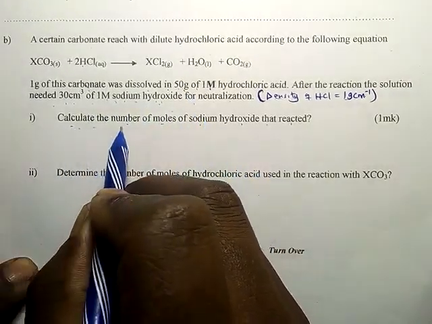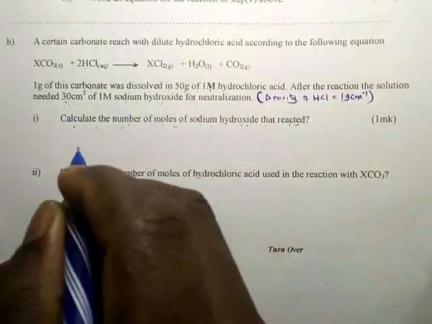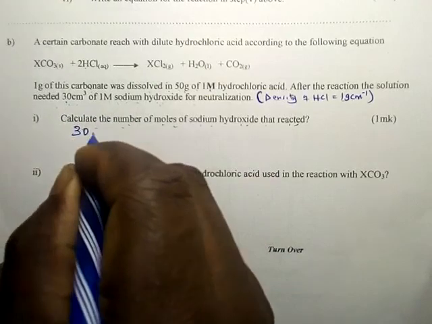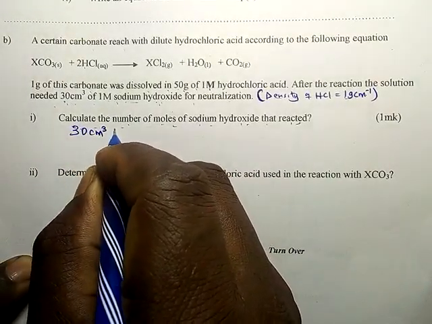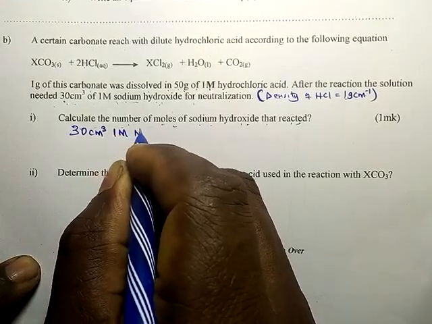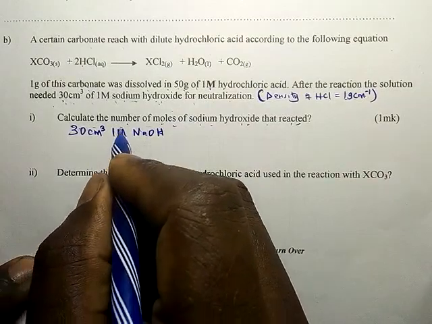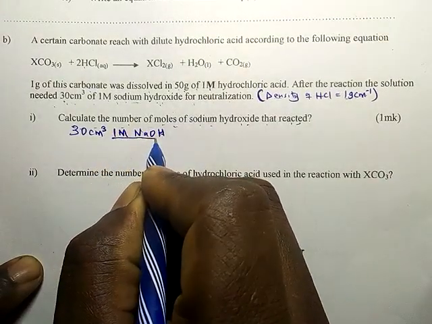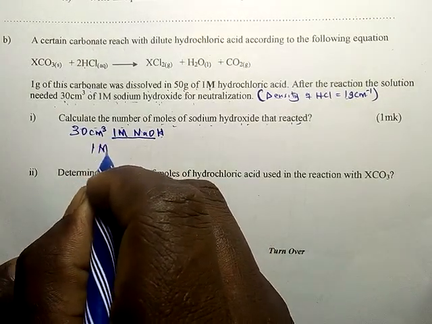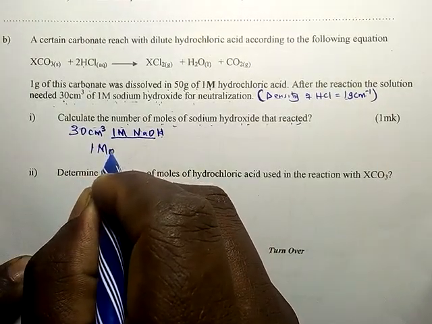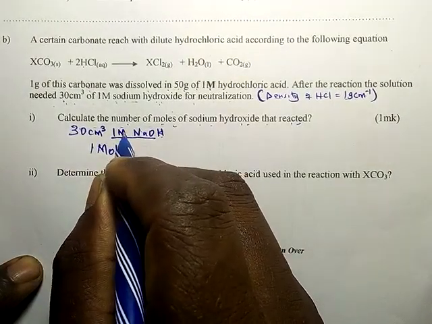Therefore, calculate the number of moles of sodium hydroxide that reacted. That one is directly from here. We have been given that 30 centimeters cube of 1 molar sodium hydroxide reacted with the excess acid. Therefore, how do we get it? We have been given the molarity of sodium hydroxide. It means that this is 1 molar, which means 1 mole, because molarity, you understand what is molarity.